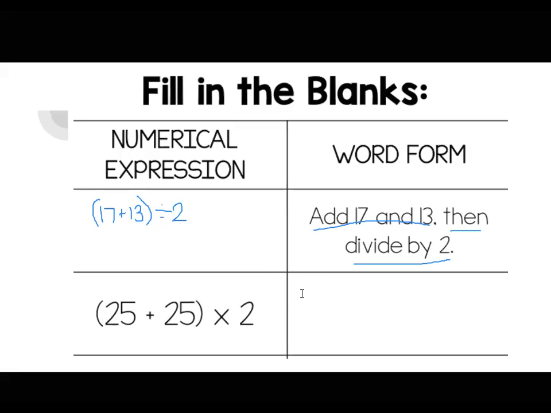All right, now we have to write in word form. Well, we have addition happening in our parentheses, and then we have multiplication taking place. So when we add, we are finding the sum. So we can say find the sum of 25 and 25, then multiply by 2. And when we multiply by 2, that's the same as doubling it. So we could even say find the sum of 25 and 25, then double the sum, because that would still give us the same result.